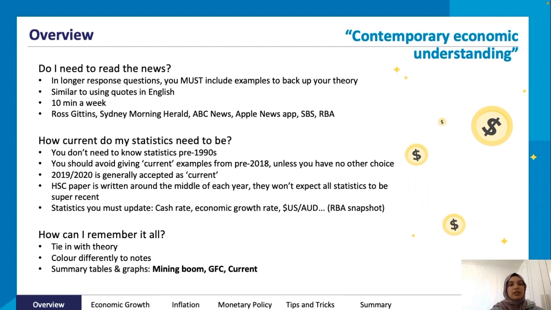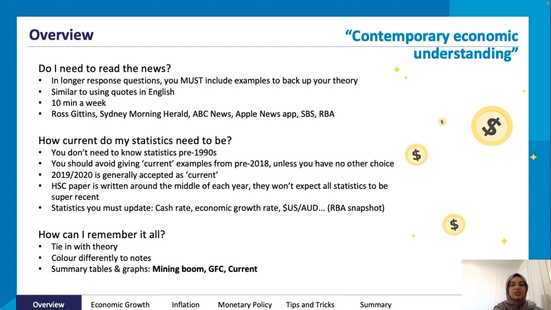If you look at your syllabus, and even when you do exams, you'll see that one of the requirements for economics is to have a contemporary economic understanding. So they want you to read up on the news. They want you to know what's headlining in the news this week. They want you to know what's been going on in the economic world, not only in Australia but across the world, but yes, Australia. So, do I need to read the news is often a question that comes up.